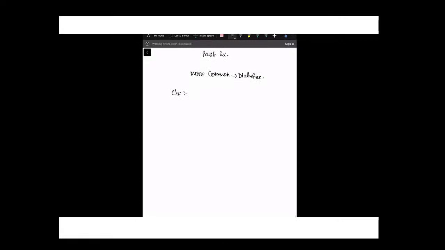Clinical feature: slow, painless loss of vision. There is metamorphopsia. Metamorphopsia means distortion of shape when seen.